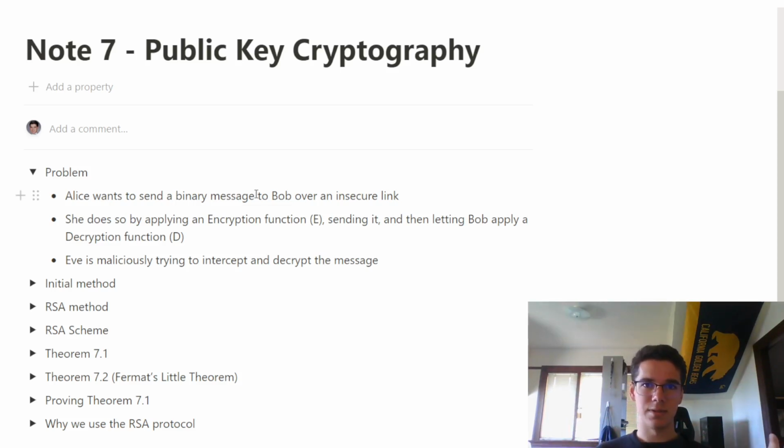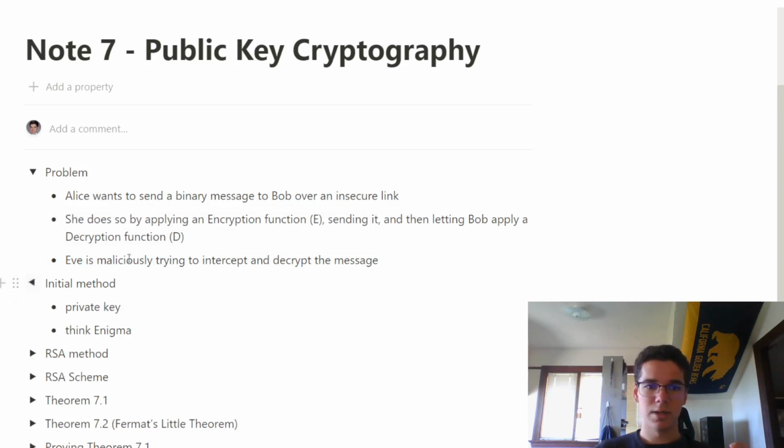And the way Alice is going to do this is by taking her message, encrypting it with some function E, sending it over to Bob, and having Bob decrypt it with some function D. Now, it's possible that there is someone malicious, some possible attacker who's going to try to intercept that message and decrypt it themselves.